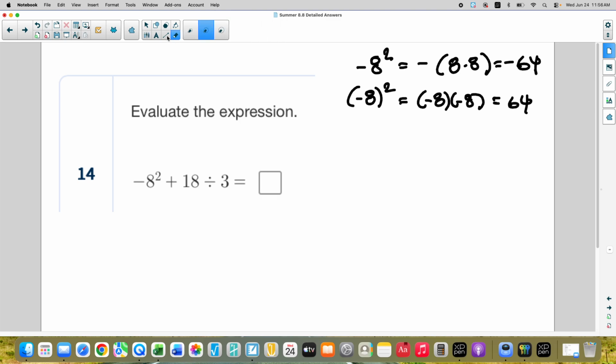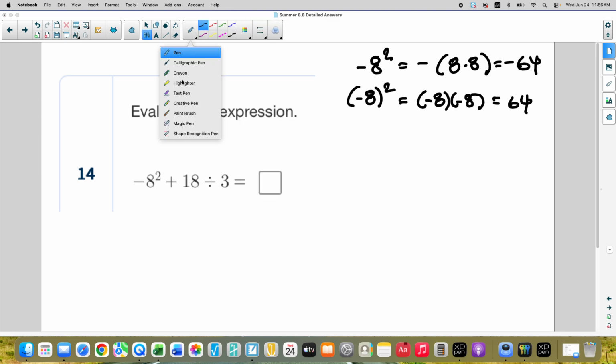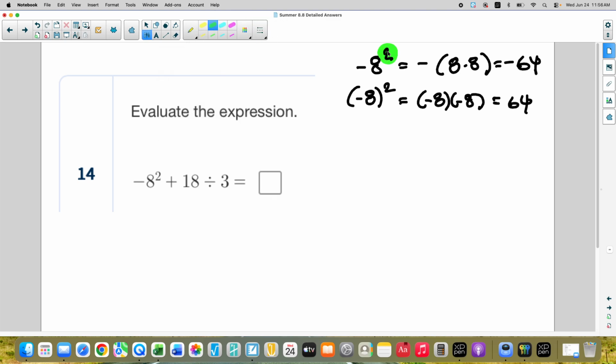The exponent, this is a very important concept. The exponent is 2, and the base of that exponent is 8. The exponent here is 2, and the base of this exponent is negative 8 because of parentheses. There's no parentheses here, so this is saying the opposite of 8 squared. This says the quantity negative 8 squared, so we have negative 8 times negative 8.